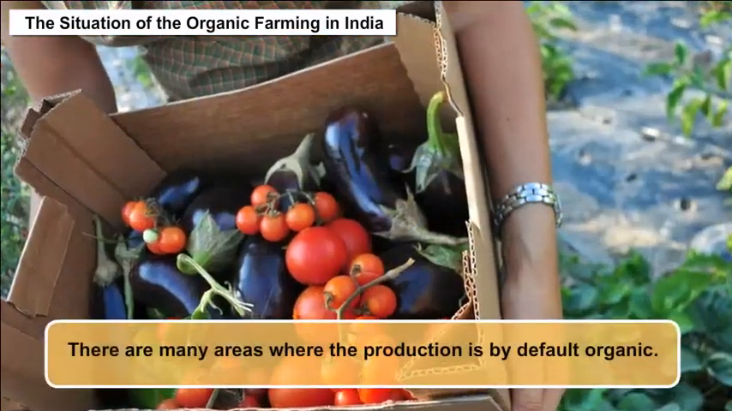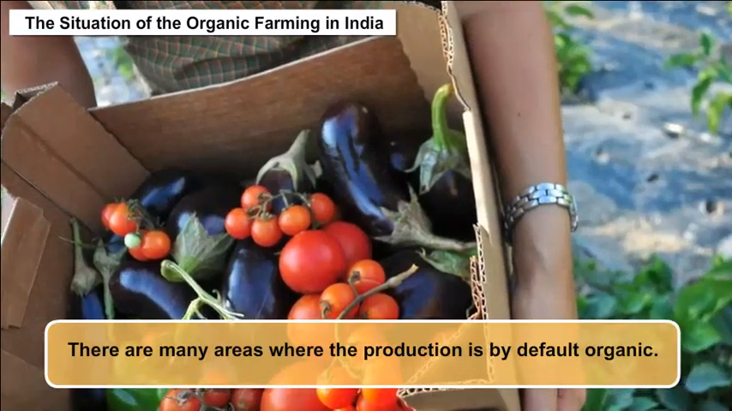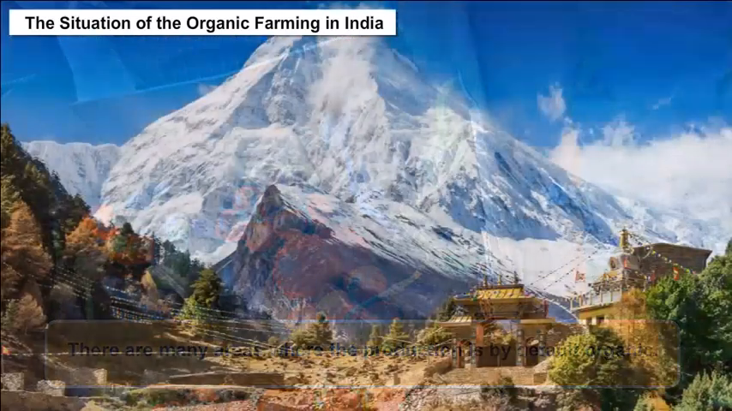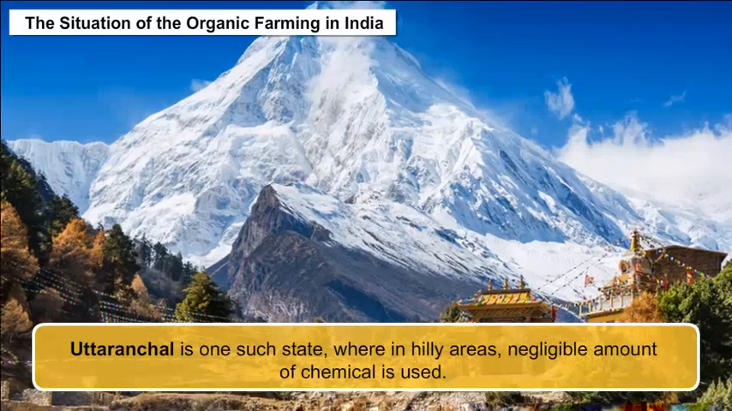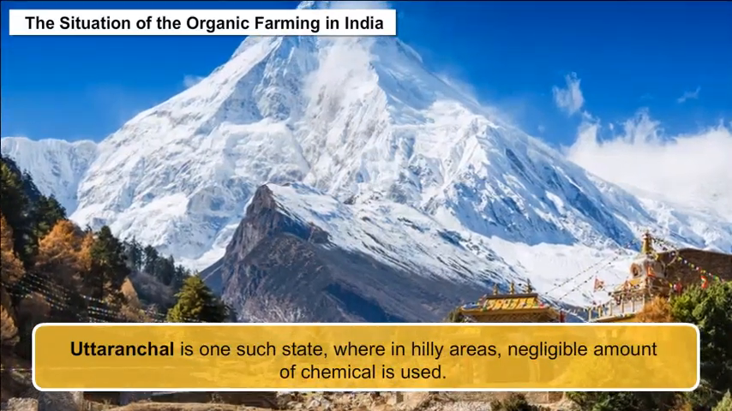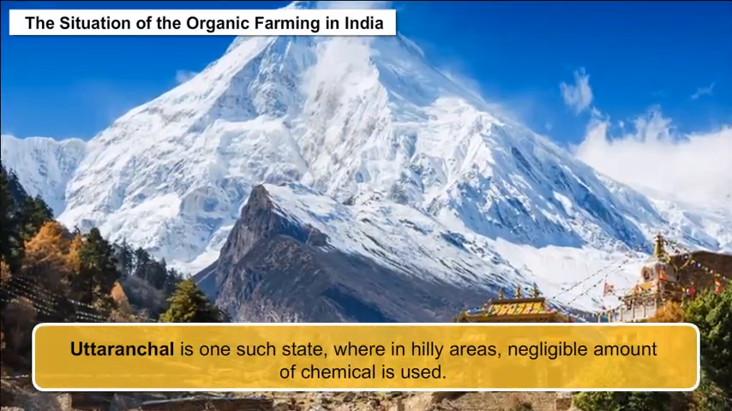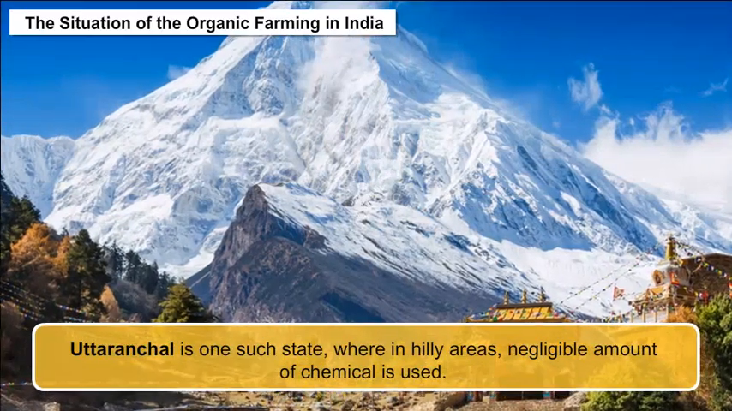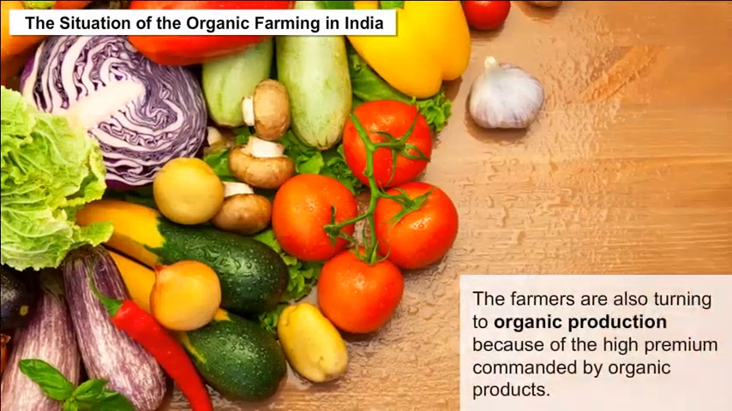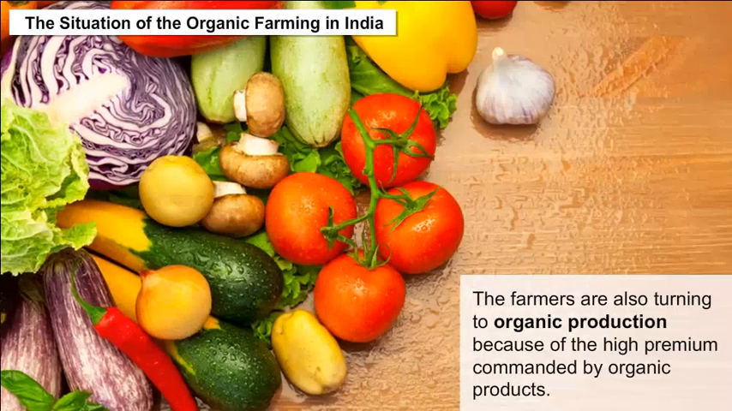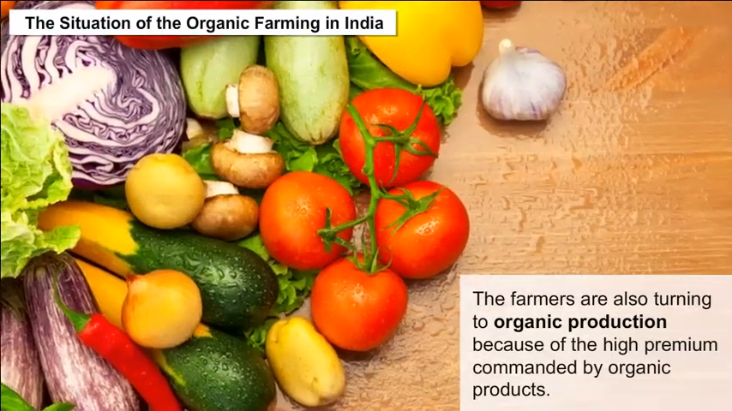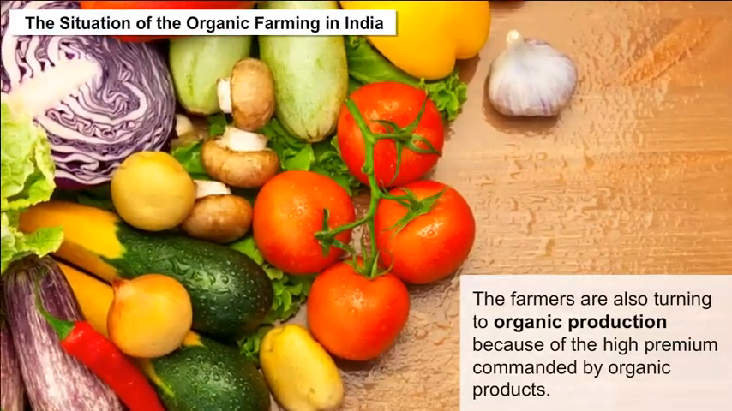There are many areas where the production is organic by default. Uttaranchal or Uttarakhand is one such state, where in hilly areas a negligible amount of chemical is used. The farmers are also turning to organic production because of the high premium commanded by organic products.